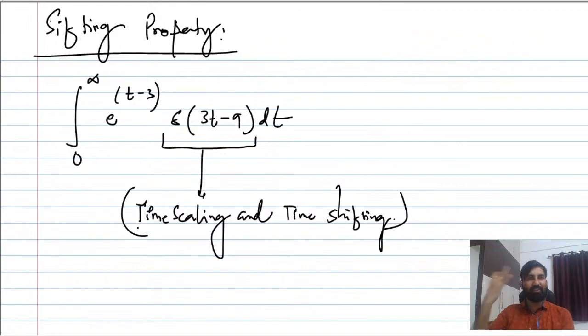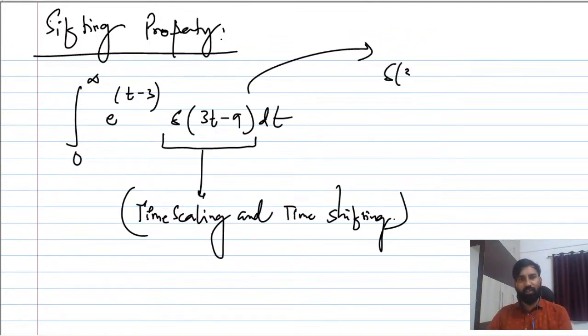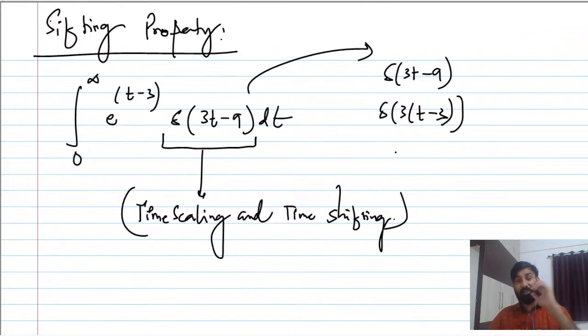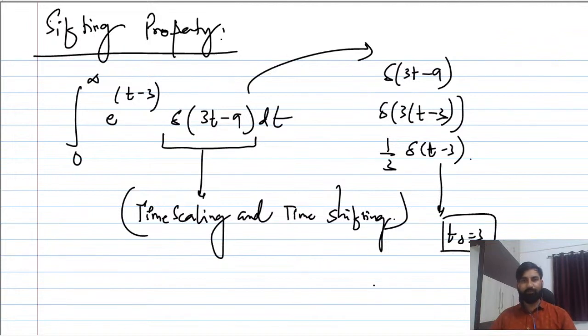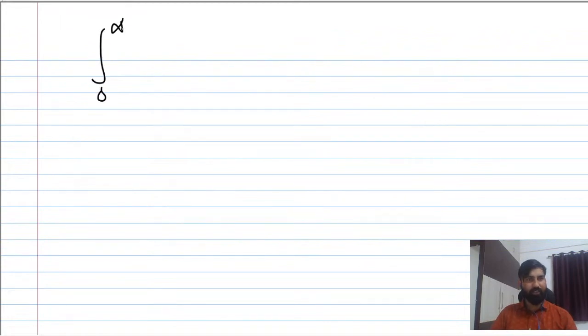दोनों चीजें यहां पर हुई हैं. टाइम स्केलिंग इज देयर एंड टाइम शिफ्टिंग इज देयर. So first of all you need to apply, you can take 3 common from there, right. So delta of 3t minus 9, so you can take 3 common, it will be 3 times t minus 3. Okay, now you can apply the time scaling property. 1 by 3 will be coming out, this will be t minus 3. Okay, now you can find the shifting value will be what, 3 in this case. Okay, so ये इंटीग्रल क्या हो जाएगा, 0 to infinity e raised to power t minus 3, 1 by 3 delta of t minus 3 dt.